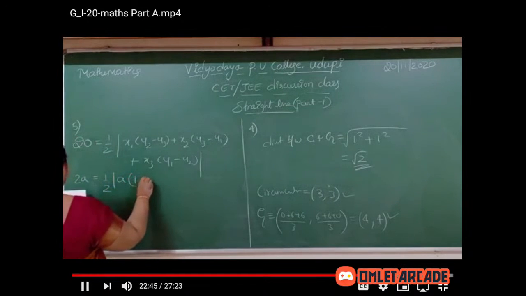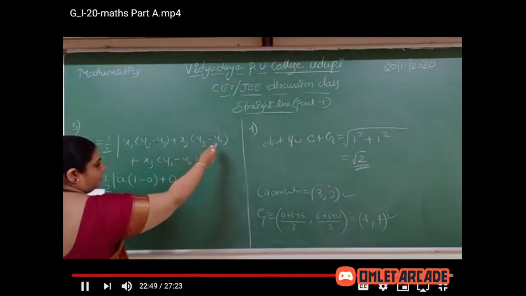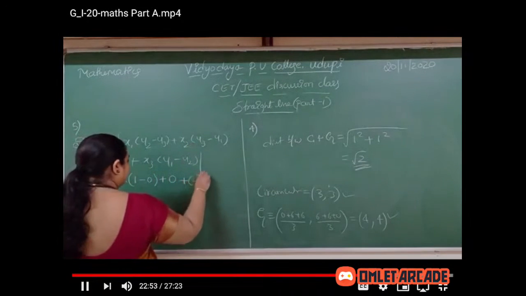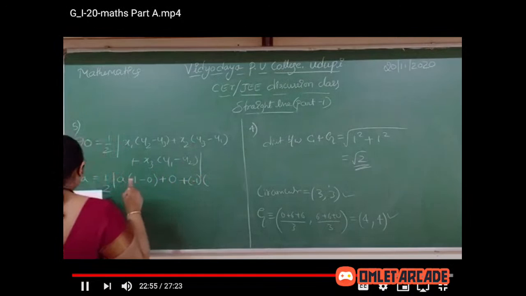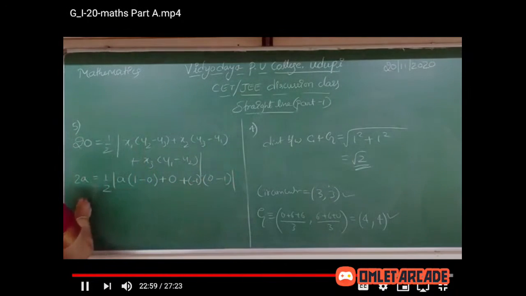Y2 is 1 and y3 is 0, and x2 is 0. So let me not write y3 minus y1. Next x3. x3 is minus 1 into y1 minus y2. y1 is 0 and minus 1. So 20, let me multiply this, it becomes 40, isn't it? 40 is equal to. And let me remove this modulus, so let me make it as plus or minus 40.